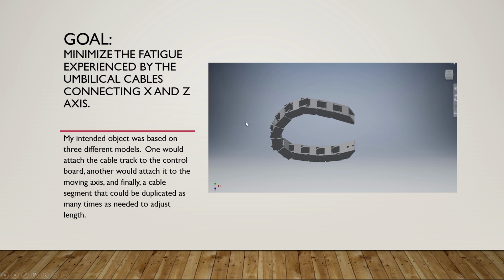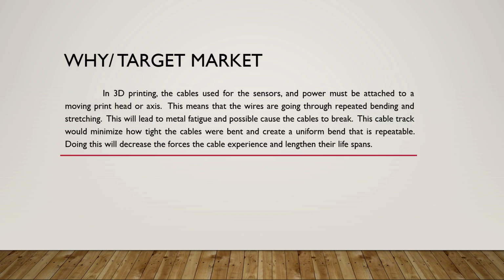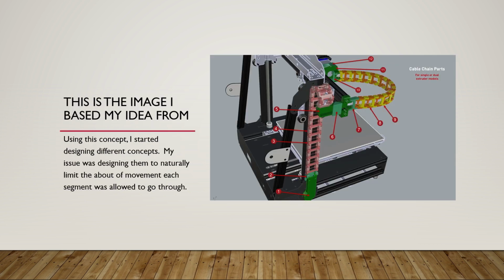And the picture here, it was my design of it. The target market was specifically for 3D printers, but it can be applied to any technology-based system that, like a CNC router, the router itself moves back and forth repeatedly. So having one of these cable chains there would help things as well. It improves the lifespan and predictability of your umbilical cables.